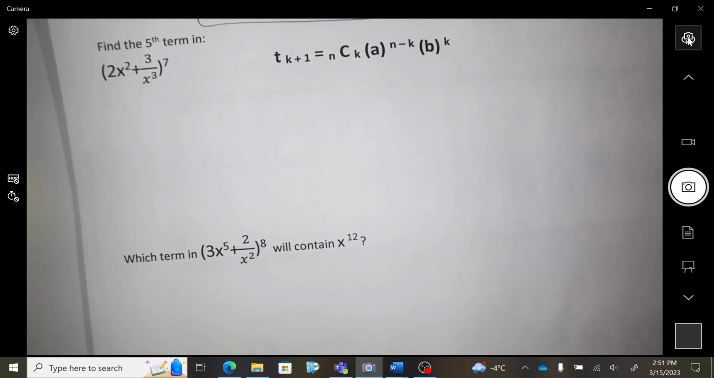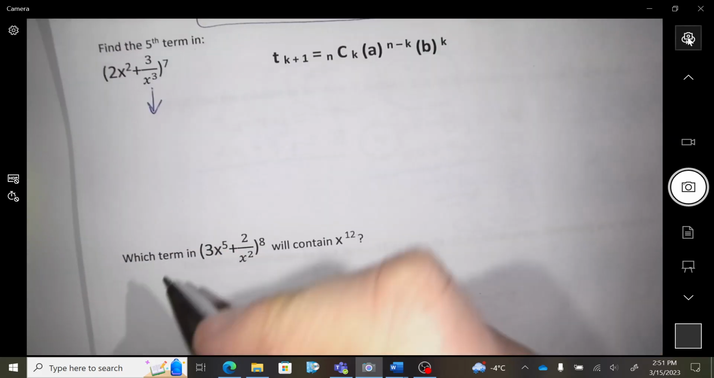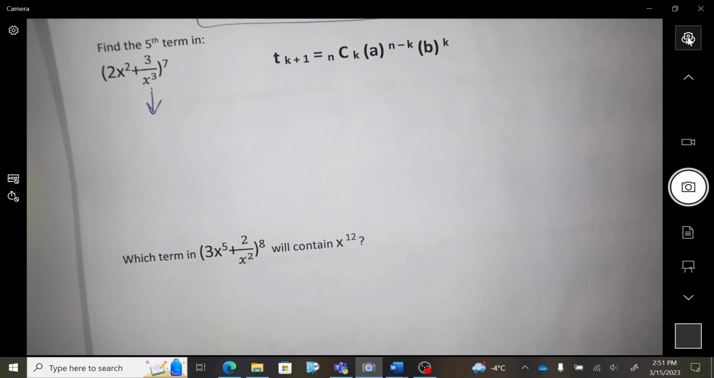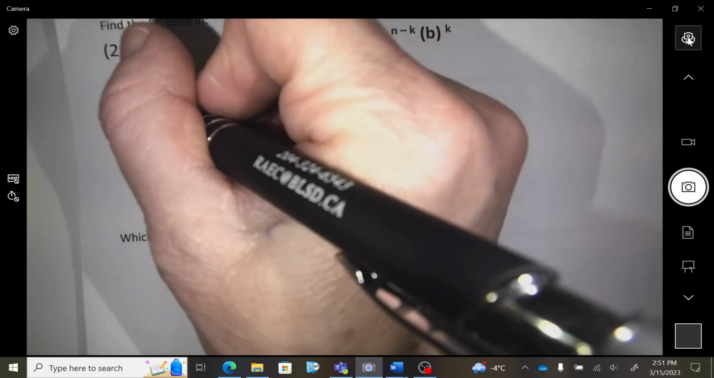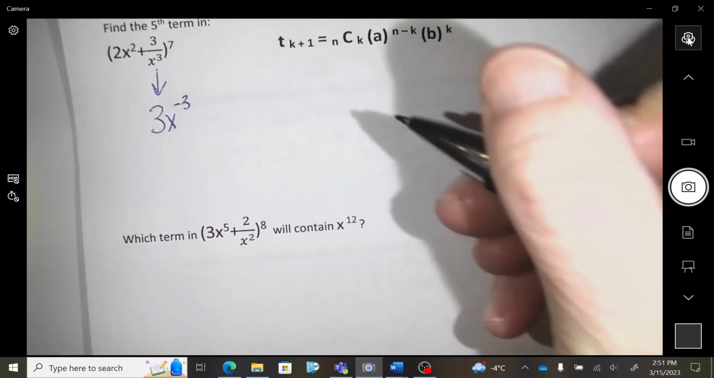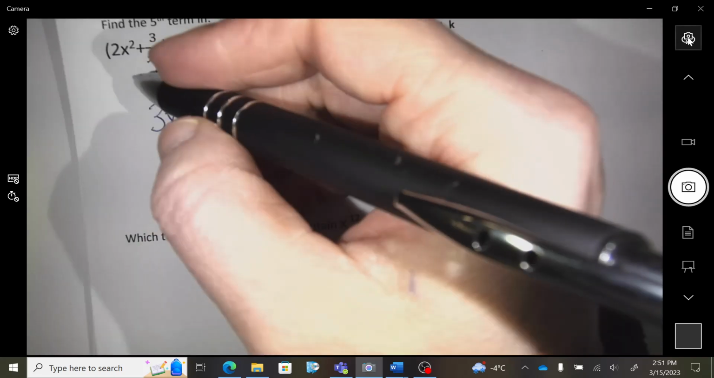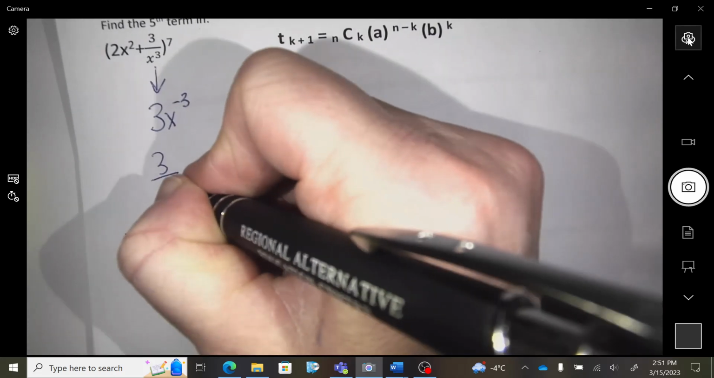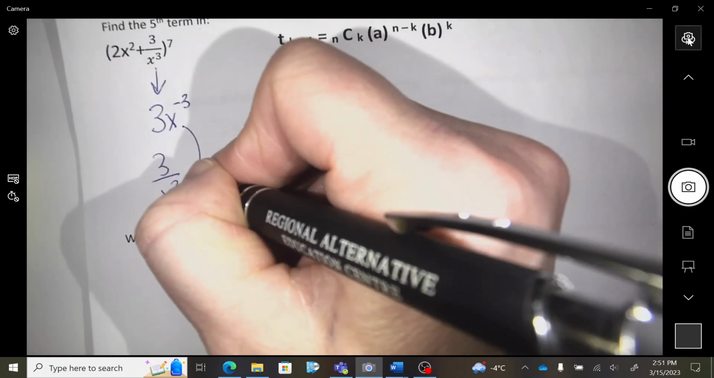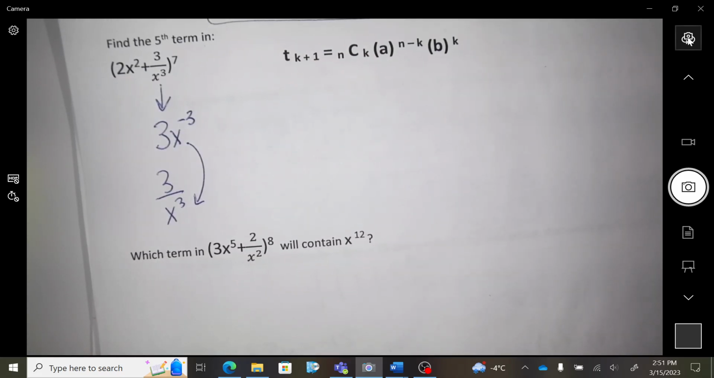Okay. We'll watch it. I'm going to rewrite this. If it has moved to the bottom, I can move it back up to the top by making the exponent negative. 3x to the negative 3 is the same as that. So that's your negative rule. Does that make sense as a rule? Do you remember that rule?